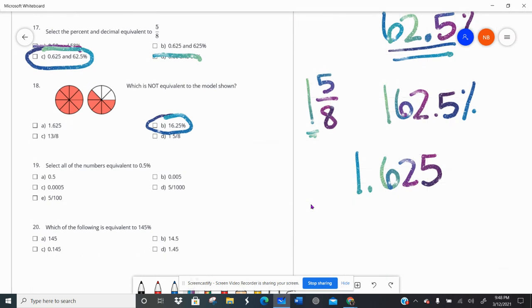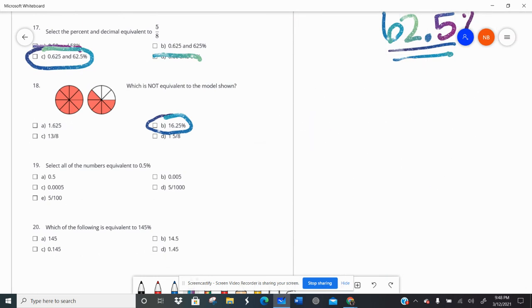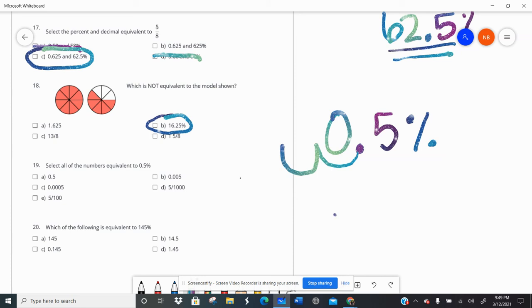We have 2 more problems. We can do this. We can do it. All right, select all of the numbers that are equivalent to 5/10%. 5/10%, not 5/10, 5/10%. So let's make that a decimal. Dr. Pepper, I'm going to the left, to the left. 0.005.